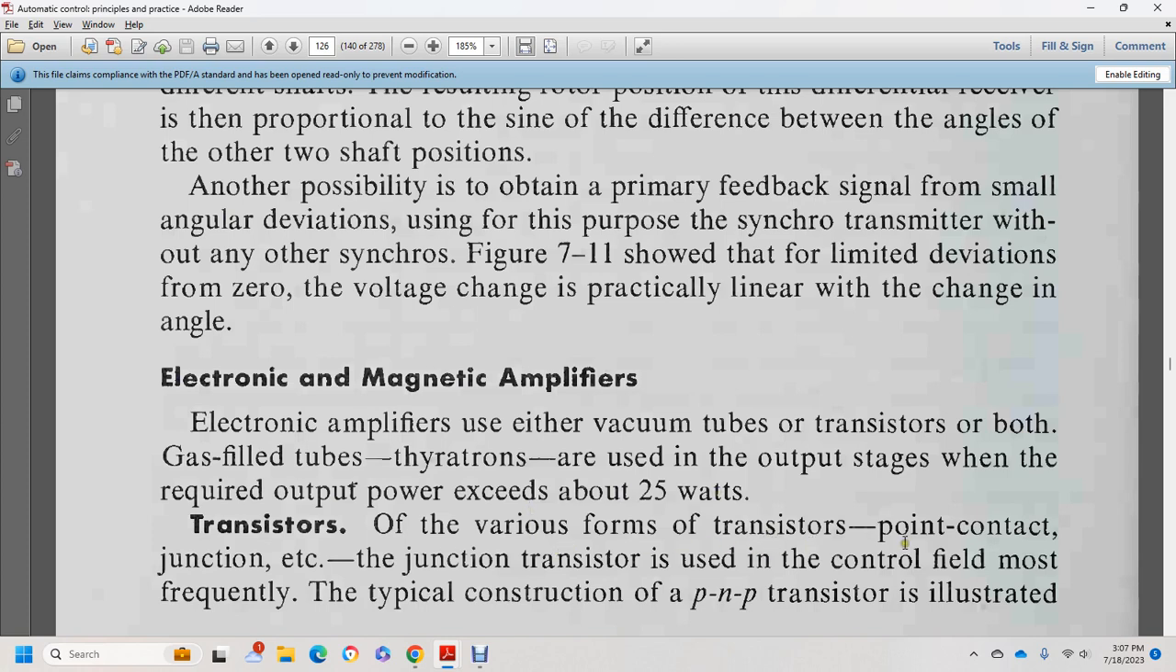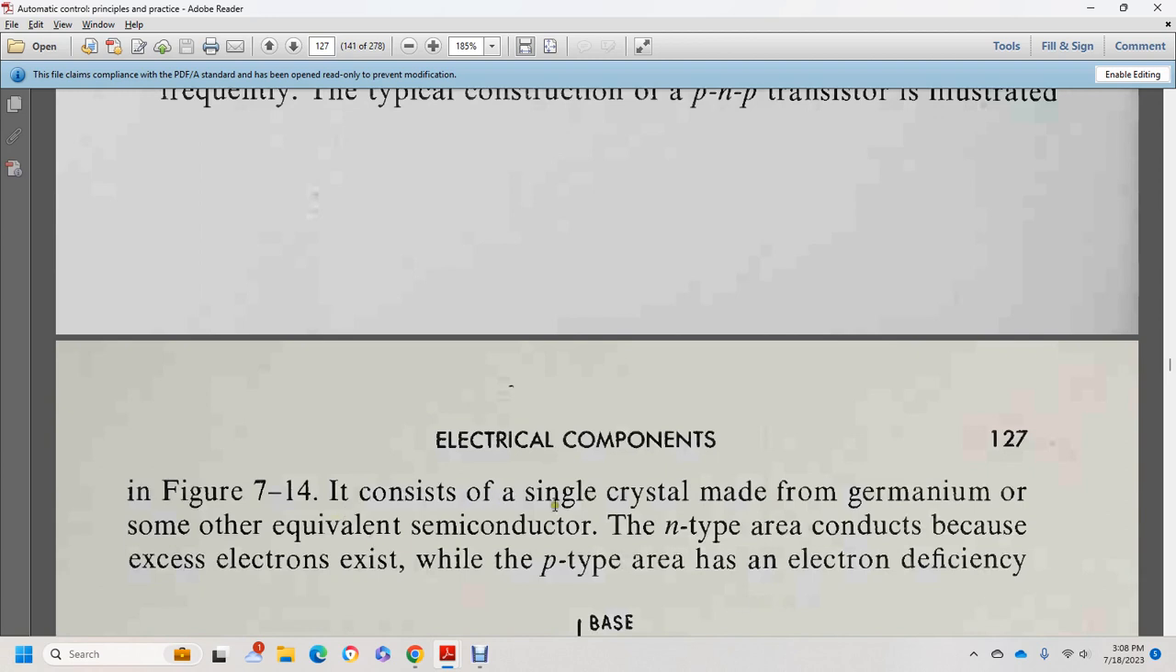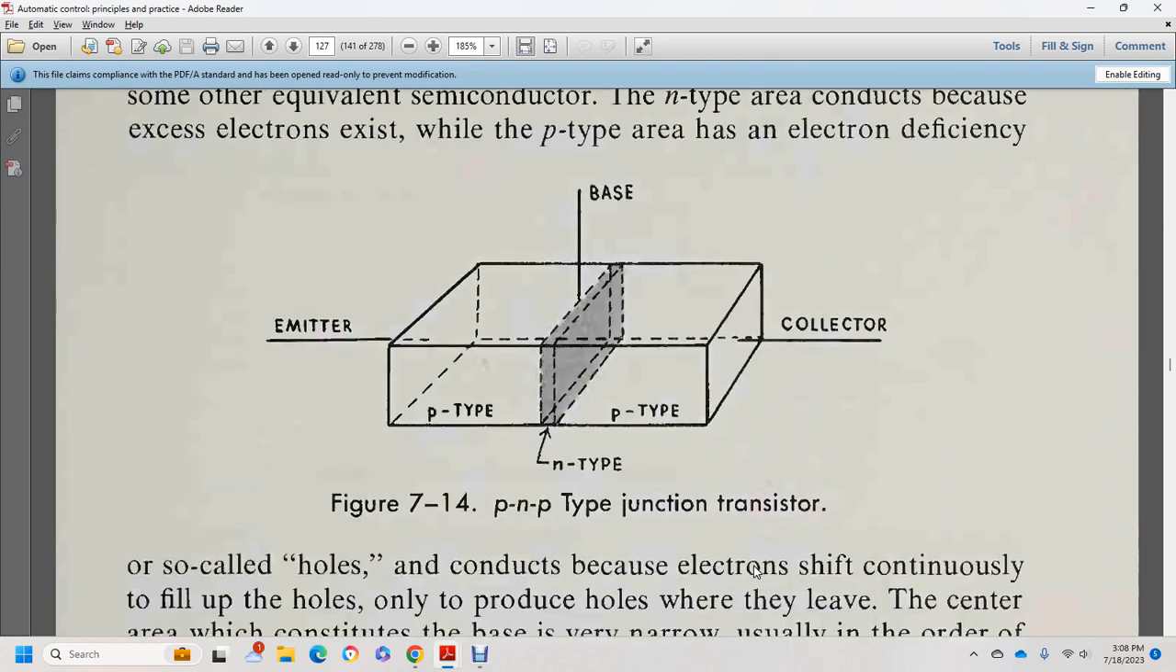Transistors come in various forms: point contact, junction, etc. The junction transistor is used in control work most frequently. A typical construction is a positive-negative-positive transistor, illustrated in Figure 7-14. Consider a single crystal made with germanium or some other equivalent semiconductor. The N-type conducts because an excess of electrons exists, and the P-type has an electron deficiency. The figure shows the base, the emitter with the positive P-type, and the negative N-type collector.